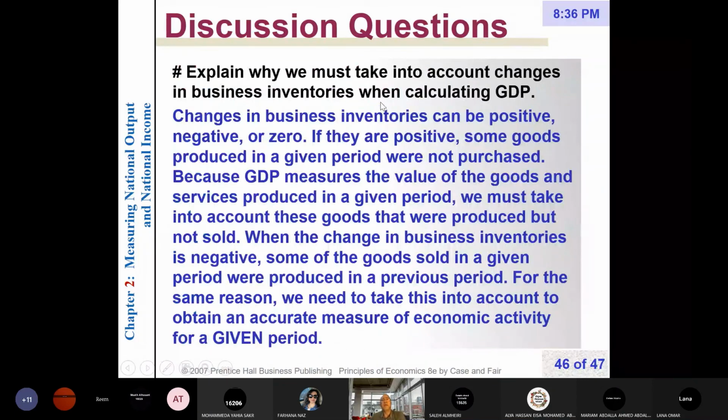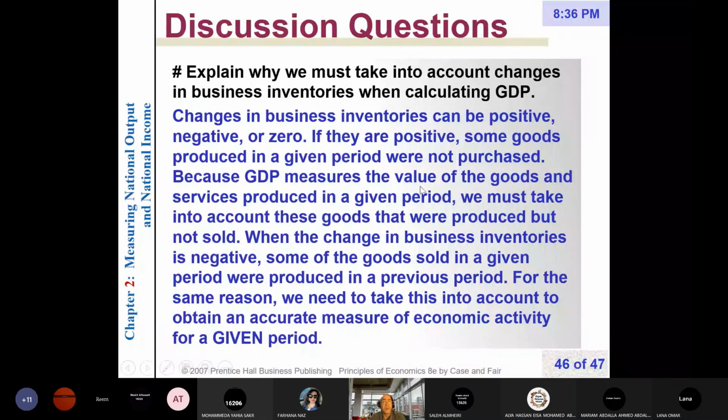So now, why should we take into account a change in business inventories when we calculate gross domestic product? If I ignore it, that means total sales will represent gross domestic product, and that's not true, because sometimes I sell more or less than what I produce. So by adding a change in business inventories, I can reach an accurate account of gross domestic product.